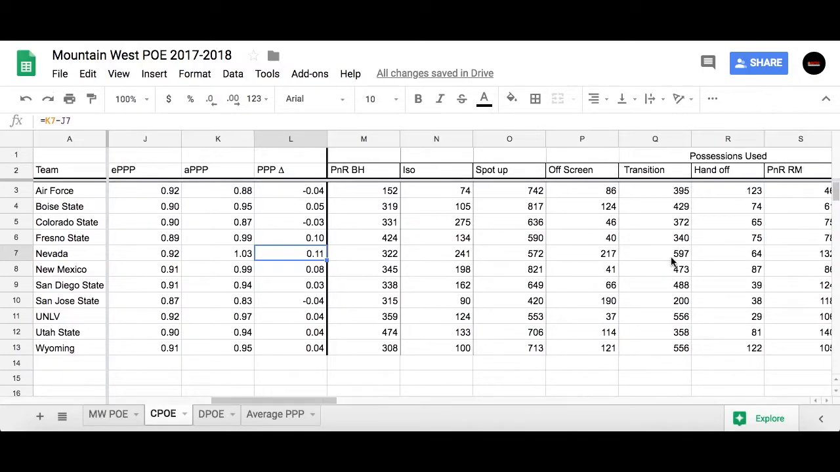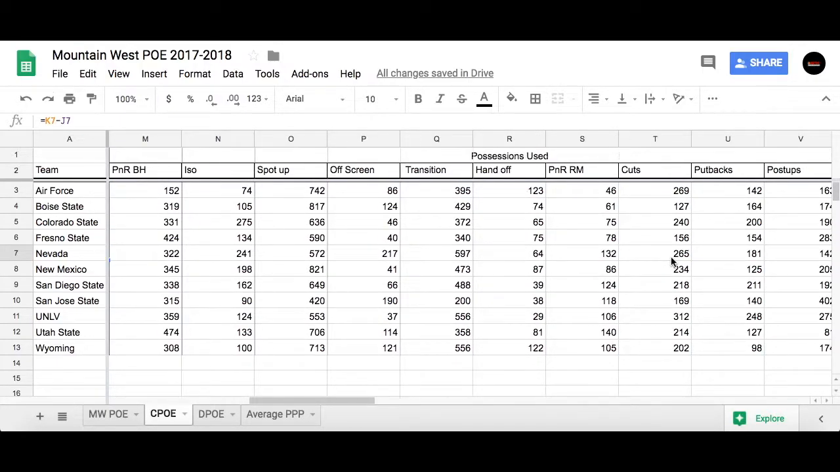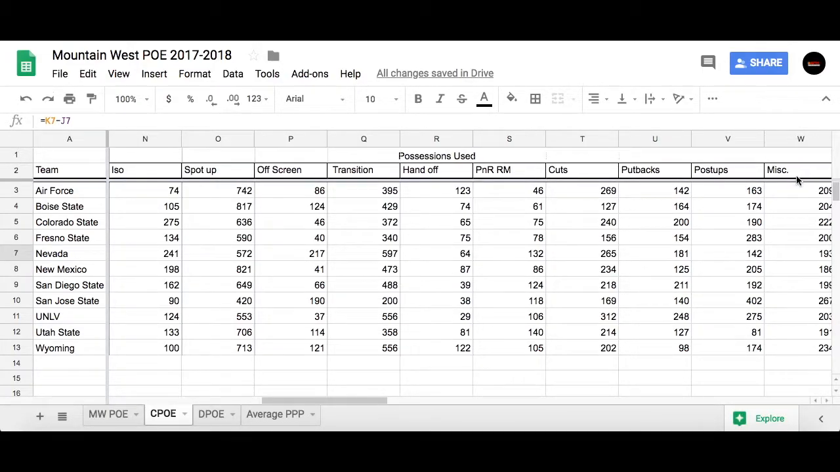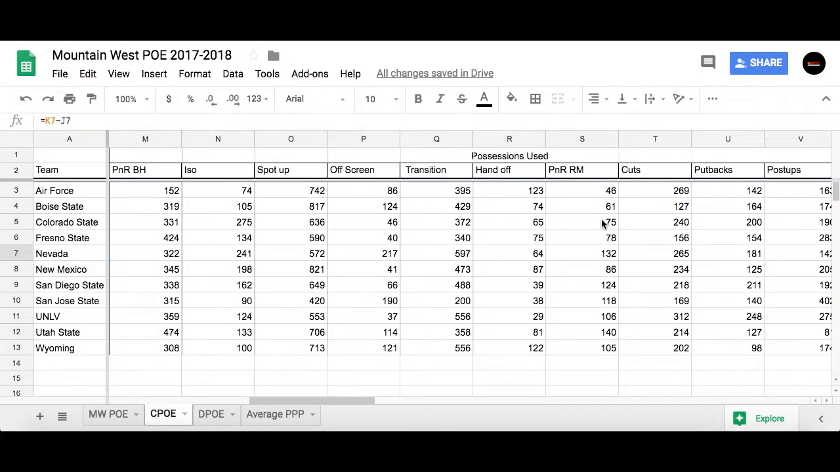How this actually gets calculated is you take the number of possessions that were used, and these are the different types of possessions. So you have pick and roll ball handler, isolation, spot up, off screen, transition, handoff, pick and roll, roll man, cuts, putbacks, post ups, and miscellaneous. I'm not going to go into exactly what all of these possessions are. Most of them should be pretty self-explanatory. A couple of them have specific definitions that Synergy uses to make their algorithms work a little bit better.